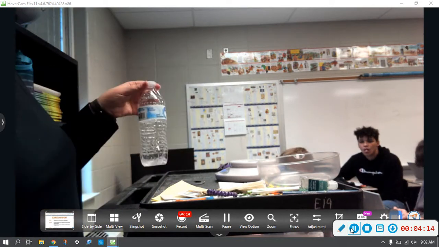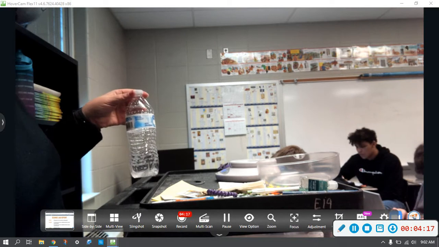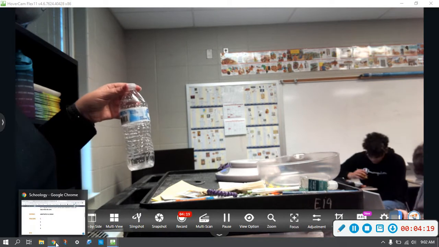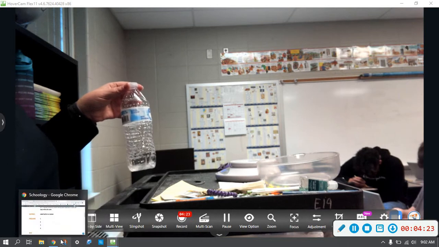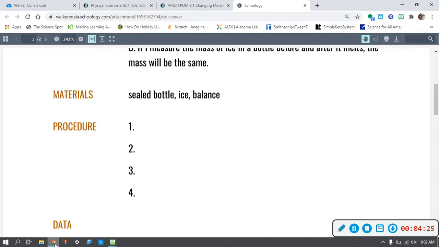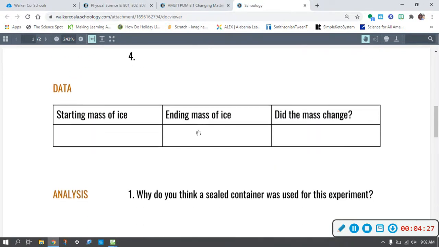Now I'm going to go back. What was the mass? The mass was 32.0. Right here in your data table, you've got the starting mass of ice, 32.2. Ending mass is 32.0. So did the mass change? Yes, by 0.2 grams.